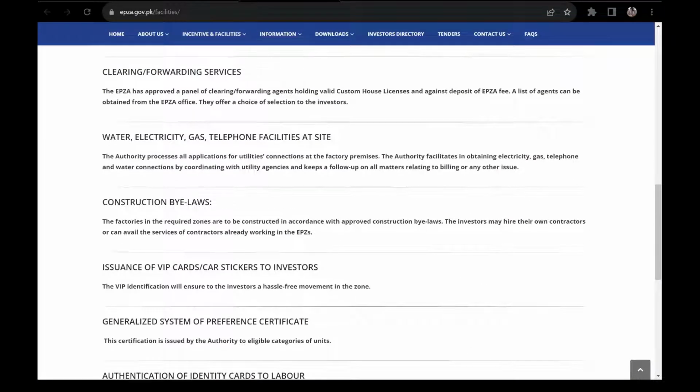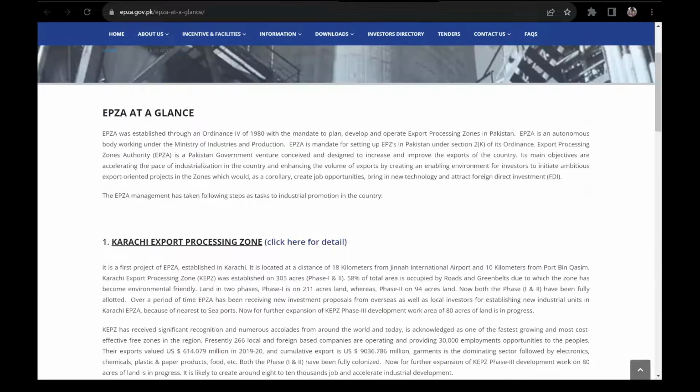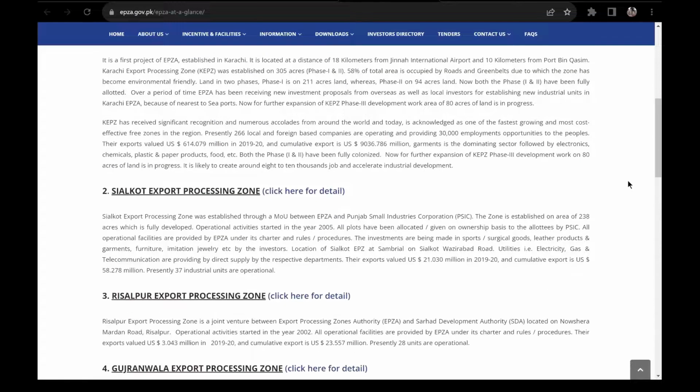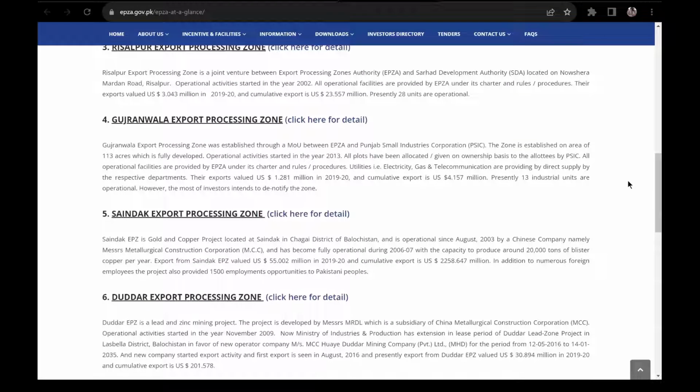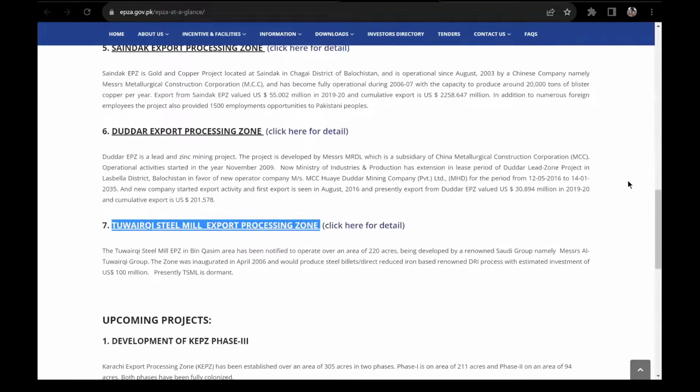There are 7 export processing zones, which are operational right now. These export processing zones are Karachi Export Processing Zone, Sialkot Export Processing Zone, Risalpur Export Processing Zone, Gujranwala Export Processing Zone, Saindak Export Processing Zone, Dudar Export Processing Zone, and Tawerki Steel Mill Export Processing Zone.